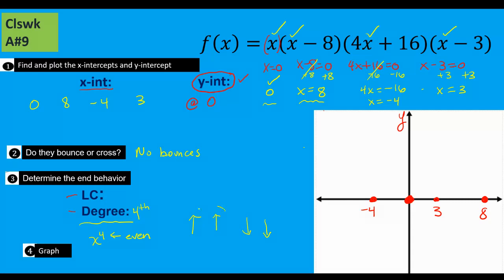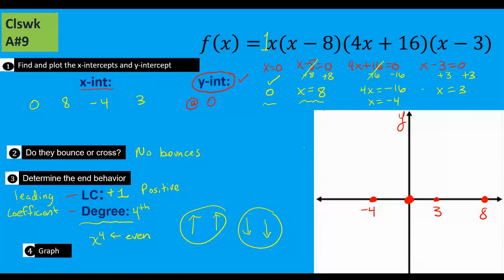You decide whether they go up or down based on the leading coefficient. That's the number and its sign in the front of the equation. So your leading coefficient is a +1. So it's a positive leading coefficient, 4th degree. Since it's positive, both arrows go up. If it was a negative leading coefficient, both arrows would go down.